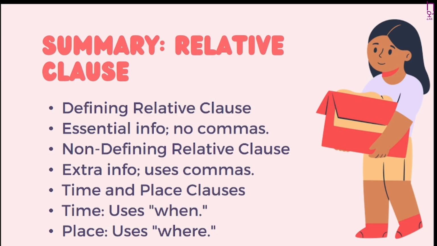Let us summarize the lesson we saw about relative clauses. We have said there are two types of relative clauses, defining and non-defining. A defining relative clause is essential. I mean, it gives essential information to the sentence and it does not have any commas. In opposition to the defining relative clause, the non-defining relative clause uses commas and adds extra information to the sentence, which means it's not essential. And there are time and place clauses, which are when and where.